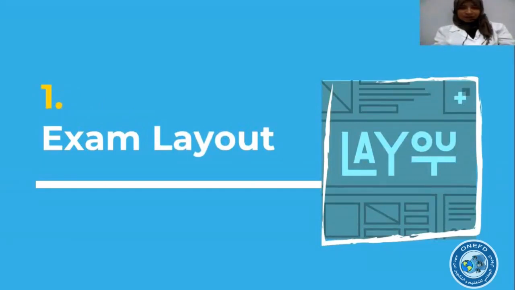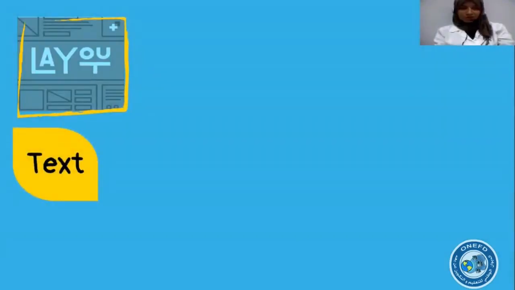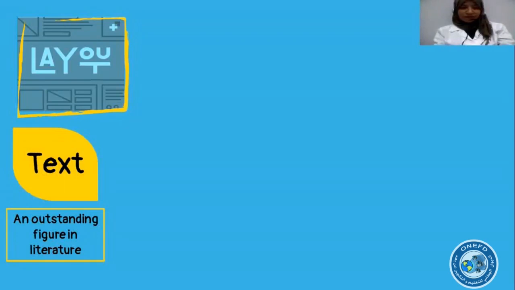Let's start with the exam layout. Here, as you can see, we have 2 pages of the exam. On the first page, on your left, we have the text and some questions about the text. On the second page, we have 2 parts: section 2 mastery of language, and part 2 phase of integration. Now let's see the layout in detail. First we have the text. The text in this exam sample is about an outstanding figure in literature.